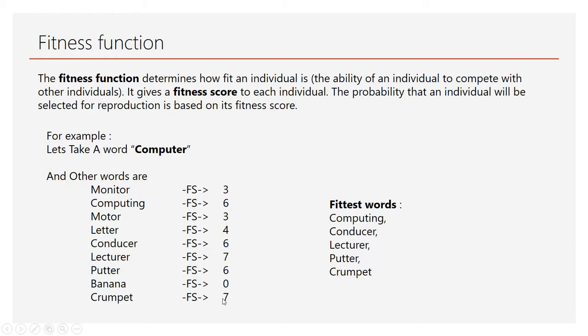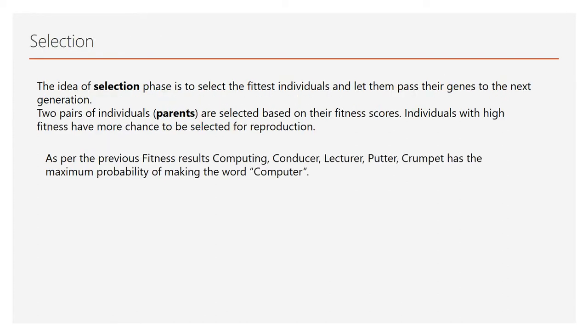Crumpet is 7. If you collect the fittest words according to this score, they are computing, conducer, lecturer, putter, and crumpet. So this is a fitness function. As a whole, the fitness function chooses the words that match the most to the word we desire. Something like that.